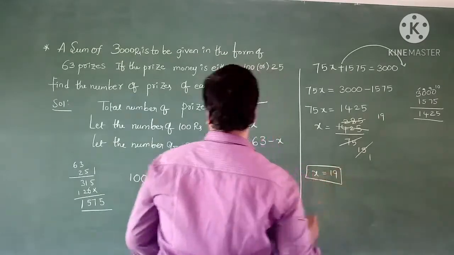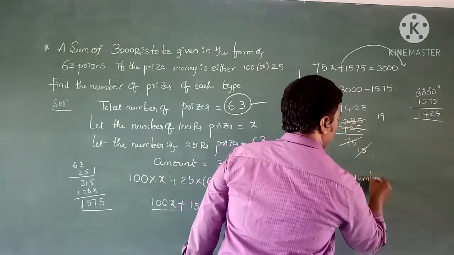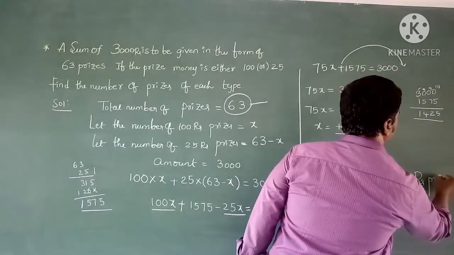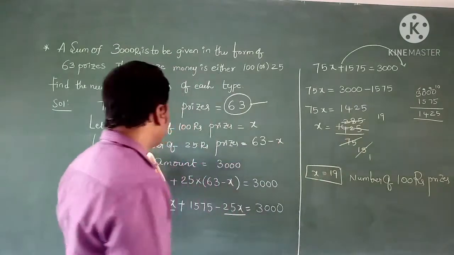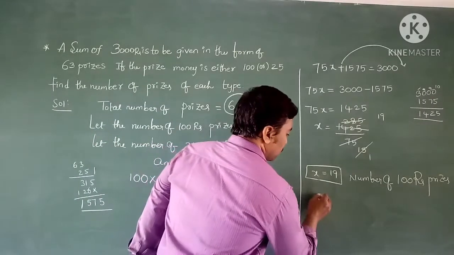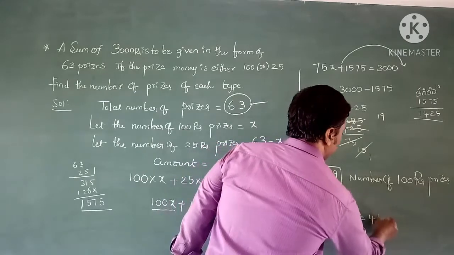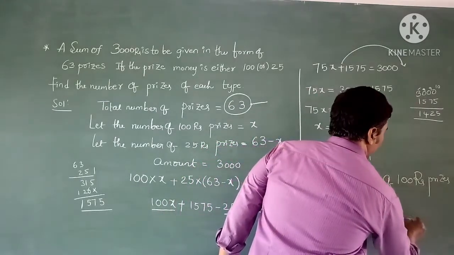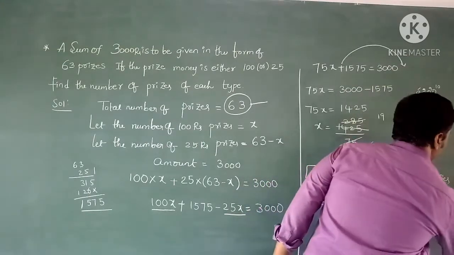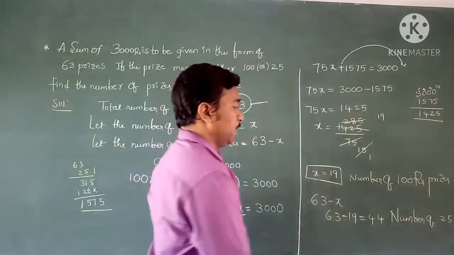What is this x? x is the number of 100 rupees prizes. Then the number of 25 rupees prizes is 63 minus x. 63 minus 19 is equal to 44. So the number of 100 rupees prizes is 19 and the number of 25 rupees prizes is 44.